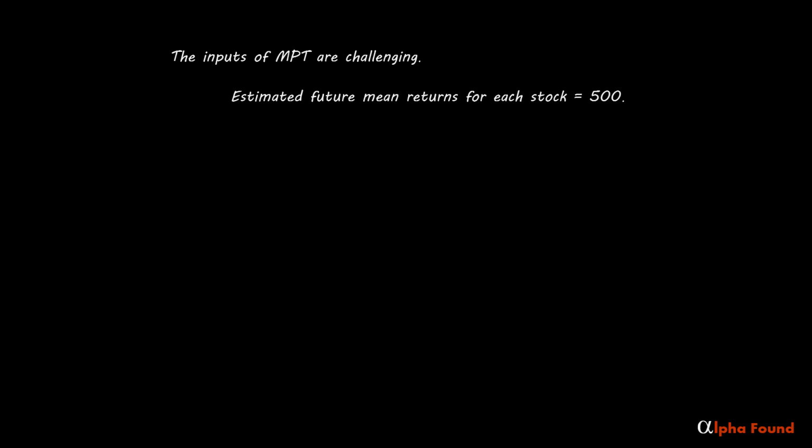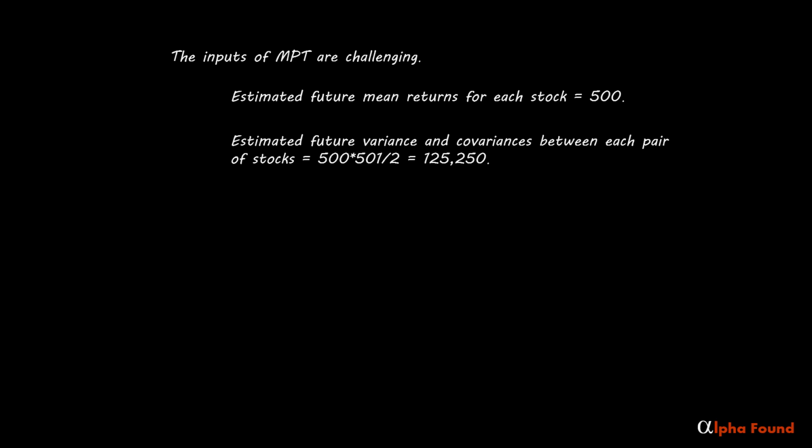The specifics of the algorithm that constructs the efficient frontier is not important for these videos. However, the inputs alone are challenging enough. If someone wanted to construct a mean variance optimization for the stocks that make up the S&P 500, the following inputs are needed. Estimated mean returns for each of 500 stocks, estimated variance for each stock, and estimated covariance between each pair of 500 stocks. All told, that is 125,250 covariances plus 500 estimated mean returns, or 125,750 estimates of future price behavior in total.